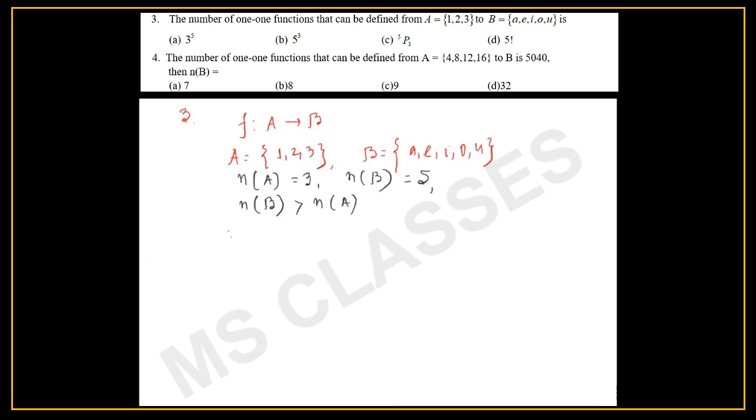Therefore, the number of one-one functions equals RPn. What is R? R is the number of elements in the codomain. What is n? The number of elements in the domain we take as n, and the number of elements in the codomain we take as R. So this will be 5P3.